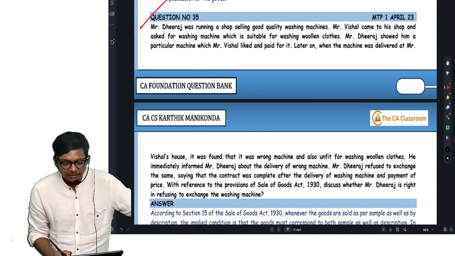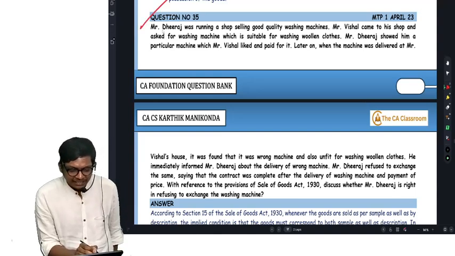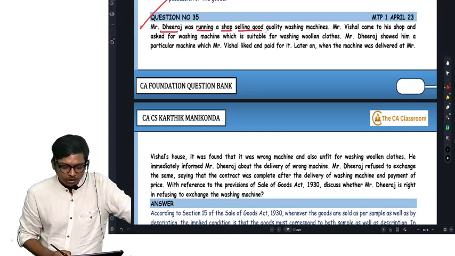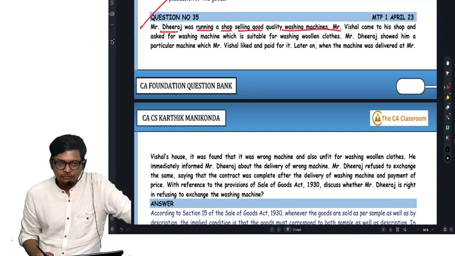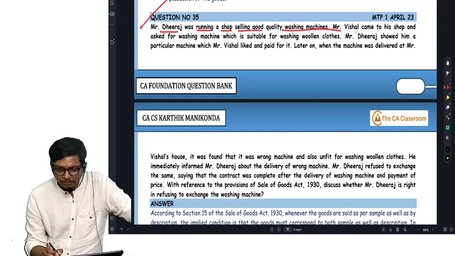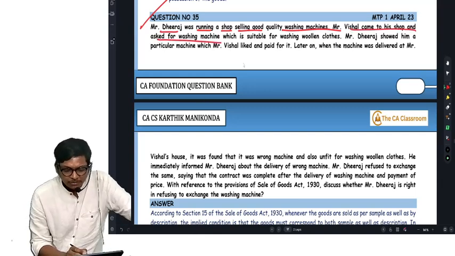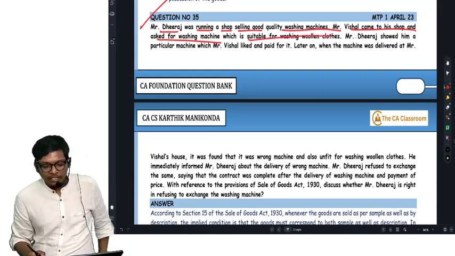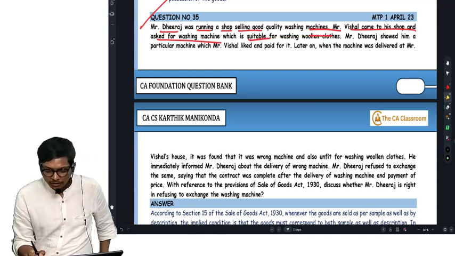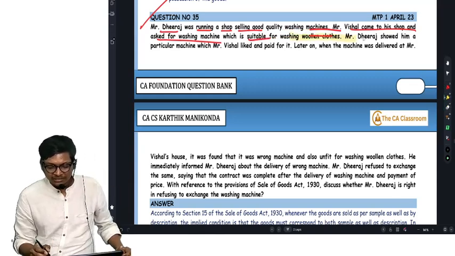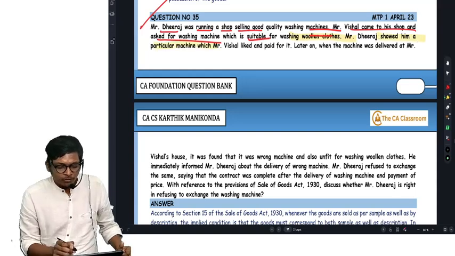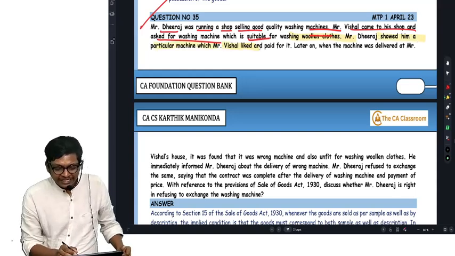Next question number 35. Dheeraj was running a shop selling good quality washing machines. Mr. Vishal came to his shop and asked for a washing machine which is suitable for washing woolen clothes. Okay, suitable for washing woolen clothes. Dheeraj showed him a particular machine. Vishal liked it and paid for it.